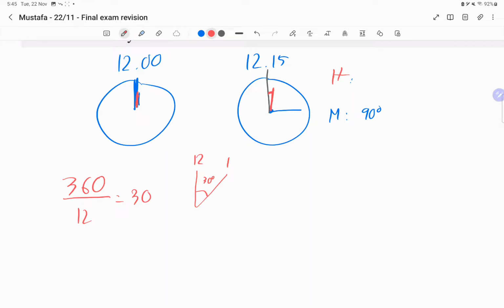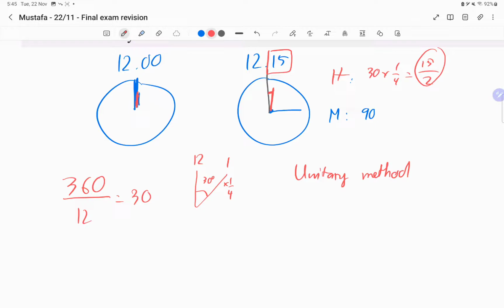Yeah. But at 12:15, the hour hand only traveled a quarter of that. Yes, a quarter of that, right? Times 1/4. So right now, the hour hand would be 30 times 1/4, which is 15 over 2. So it's 7.5. Yes, 7.5, but we'll use a fraction, and you'll see the reason in a second. So right now, the angle is 7.5, and this is 90 degrees, right? So note that this is for 15 minutes. So use the thing called a unitary method.